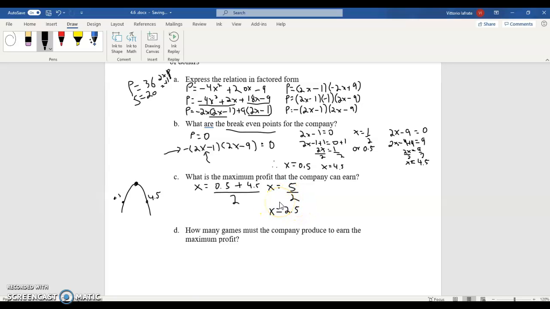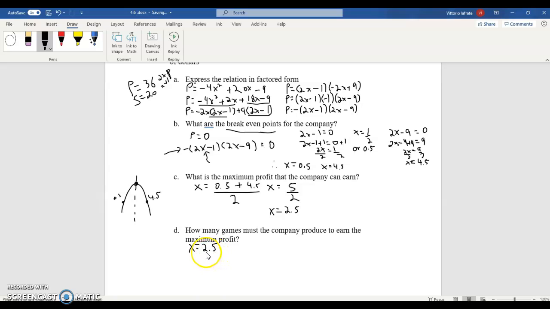So what we found here is the x value where we have our maximum profit. We found the number of games we need to sell to get the maximum profit. That's what we found. So in reality, we actually found D. We found x is equal to 2.5. So the questions are a bit out of order, but you need to interpret that.